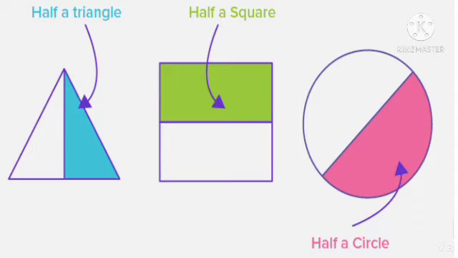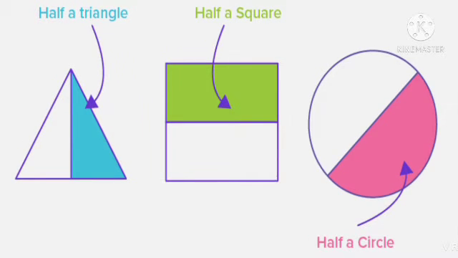Children, now let us see half, the fraction half, 1 by 2. The shapes given are triangle, square, circle. The above shapes are divided into 2 equal parts, isn't it? In the 2 equal parts, one part was shaded. The shaded portion was 1/2 and the unshaded part was another half. Hence, the fraction 1 by 2 can also be read as half.